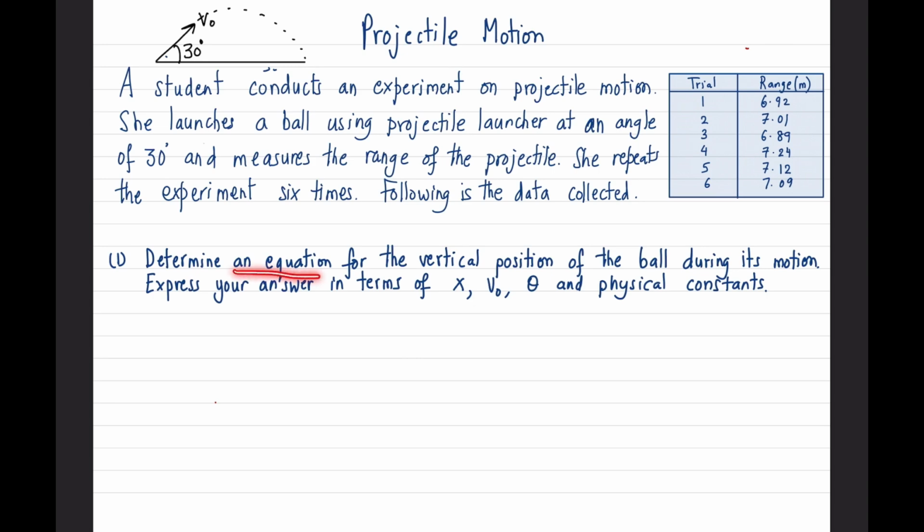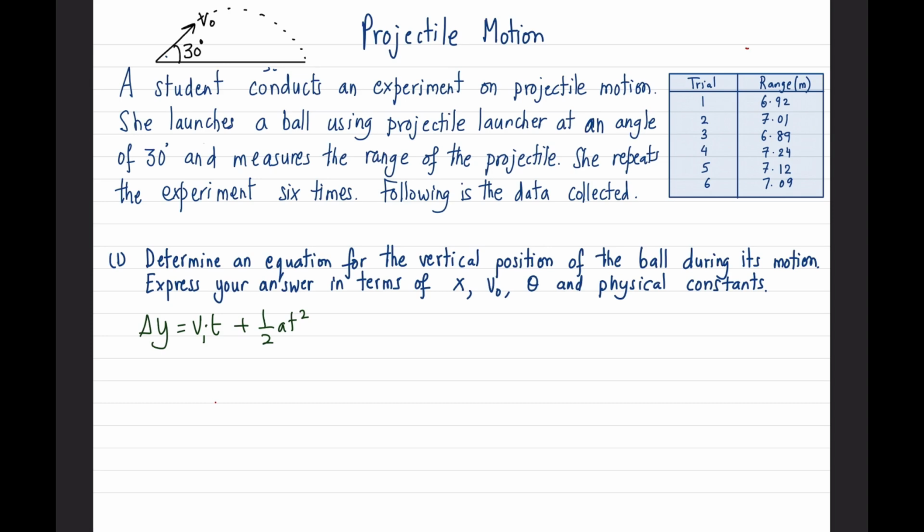The question is asking us to determine an equation for vertical position, that is y, of the ball during its motion. Express your answer in terms of x, v0, theta and physical constants. Because the question is asking us to get an equation for y, we will use the kinematic equations for the vertical motion. So delta y is equal to v_i t plus half a t square.